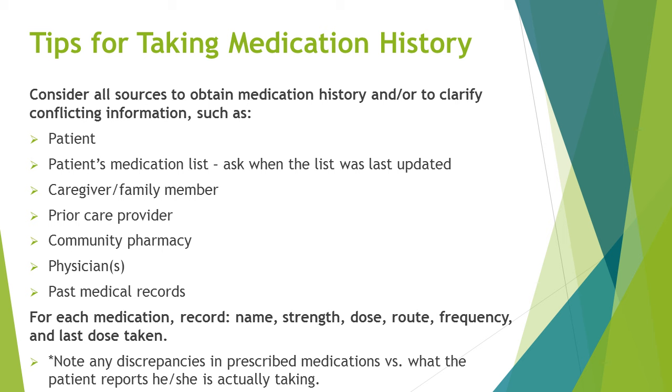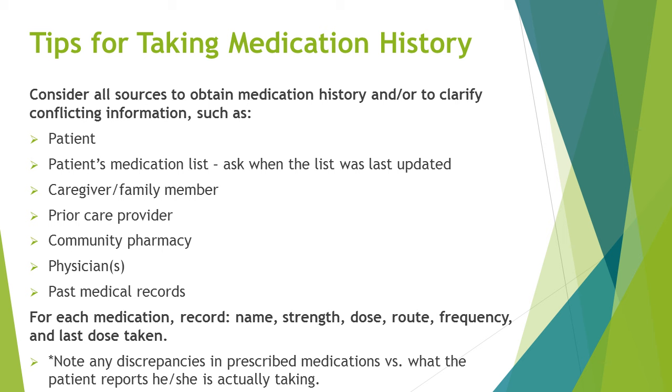And then, of course, some things to keep in mind: consider all the sources when obtaining a medication history, and also clarify any conflicting information. So obviously you want to talk to the patient. You want to look at their medication list. When was it last updated? How often do they update it? Do they maintain it? If they have a caregiver or family member that's helping them, check with them.